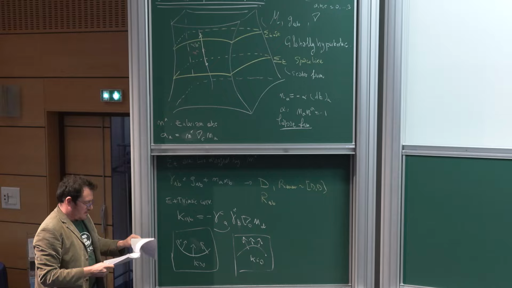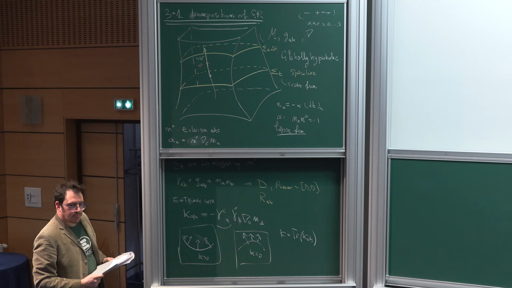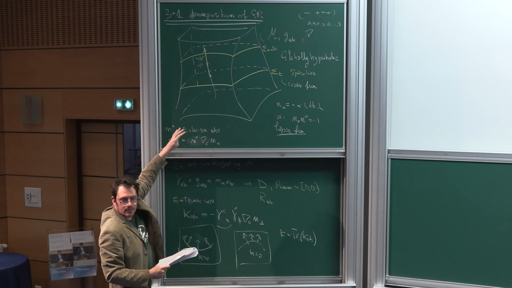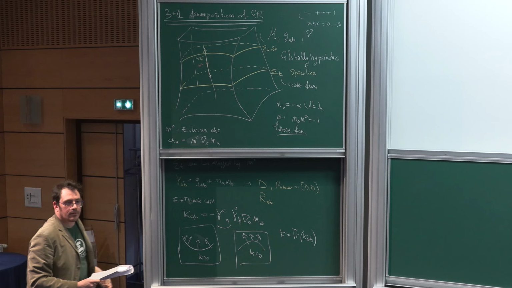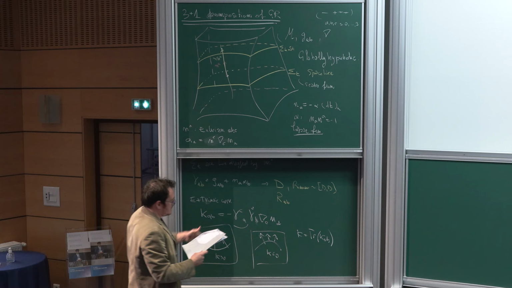So this K is the trace of K_ab. Here we are running from 0 to 4. And how many n's are there? How many normals? It's one field. It's a hypersurface, so it's one. And the embedding is from 3 dimensions to 4 dimensions? Yes. This is 3 dimensional, the yellow, and the other is 4 dimensional.